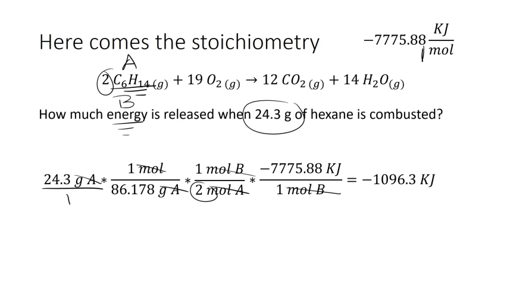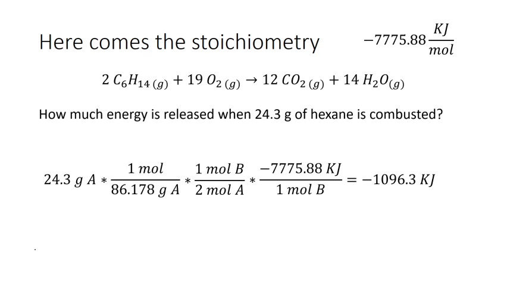We do some math, and we find that when that much hexane is combusted, that reaction releases 1096.3 kilojoules of energy. Just what you always wanted to know, and now you know it because you've used some enthalpy and stoichiometry to find out how much energy is released when hexane is combusted. So there we go. That is enthalpy and stoichiometry. We will talk more about enthalpy when we talk about thermodynamics, but for now, that is it.